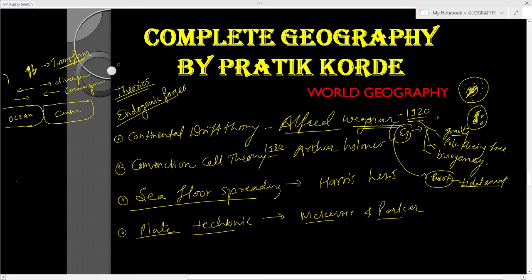transform boundary. Now what will happen if both of them are moving towards each other? If these two plates are moving towards each other, what will happen eventually? The denser one, here the density of the oceanic plate is more, and here the density is low. So what will happen? This plate will be subducted.